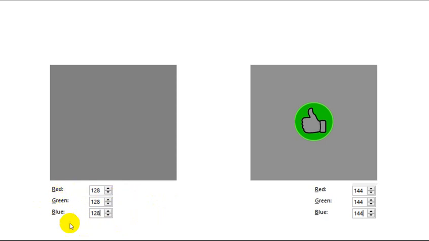Here they're all equal. That's a gray color. Because the numbers are higher, it means we've pushed a little more of the red band, the green band, and the blue band into the color, which makes it a little bit lighter on the screen. Okay, which one of these is lighter?